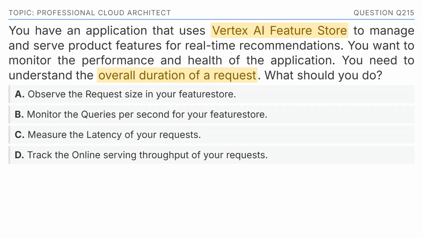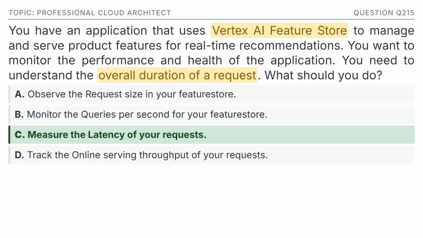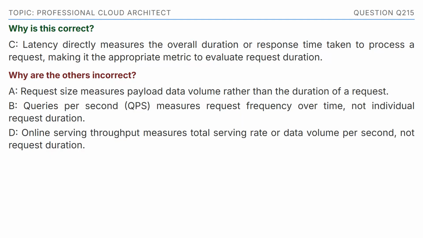To arrive at the correct answer, we focus on the keywords: Vertex AI Feature Store, overall duration of a request. The correct answer is option C, measure the latency of your requests. Why is this correct? C. Latency directly measures the overall duration or response time taken to process a request, making it the appropriate metric to evaluate request duration. Why are the others incorrect? A. Request size measures payload data volume rather than the duration of a request. B. Queries per second, QPS, measures request frequency over time, not individual request duration. D. Online serving throughput measures total serving rate or data volume per second, not request duration.